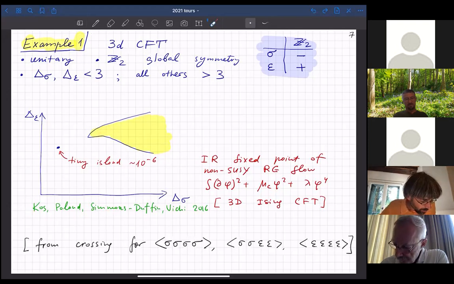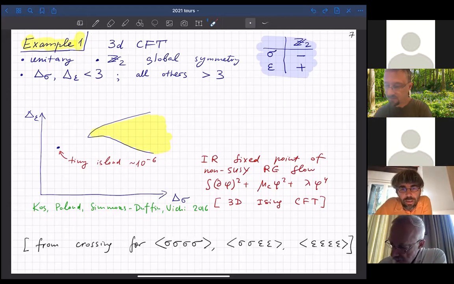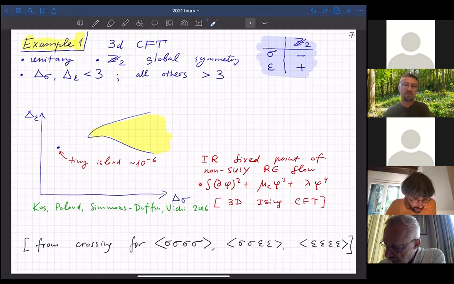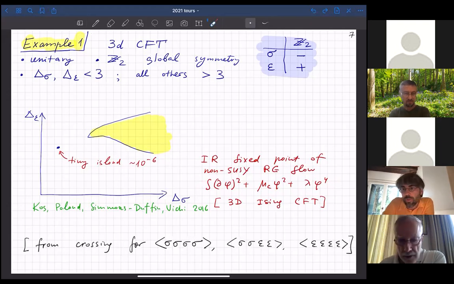There is a big disconnected component, which is not so interesting for today. And then there is a tiny island, which, at the current level of numerical precision, has size about 10 to the minus 6. And it keeps shrinking if you increase precision, if you increase the number of bootstrap constraints that you impose. And the position of this island agrees, for all we know, with the position of the critical point of the three-dimensional Ising model. So the infrared fixed point of this non-supersymmetric RG flow of the lambda phi to the fourth theory in 3 dimensions.